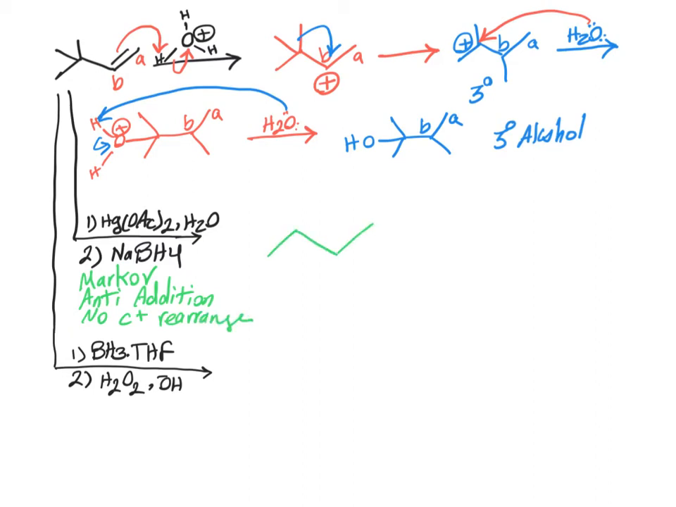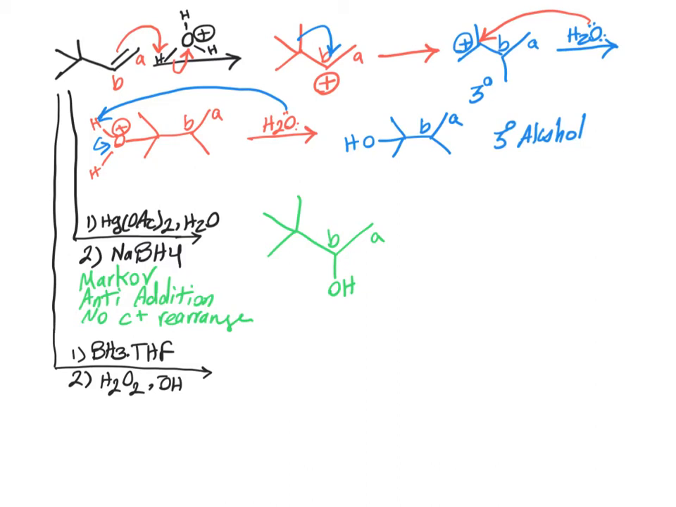So the only thing that we need to do is to add hydrogen to carbon A and OH to carbon B. And again, I'm not showing the hydrogens which are bonded to carbons, but we know that there are 3 hydrogens bonded to carbon A and 1 hydrogen bonded to carbon B.